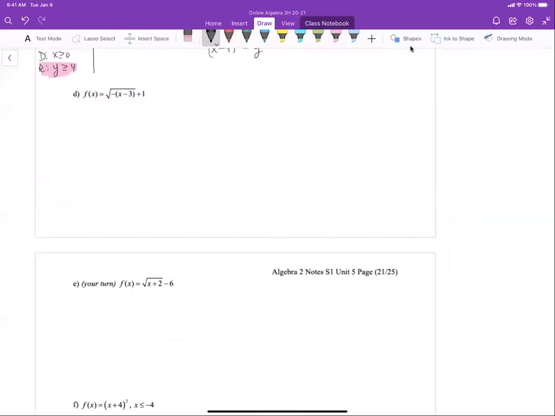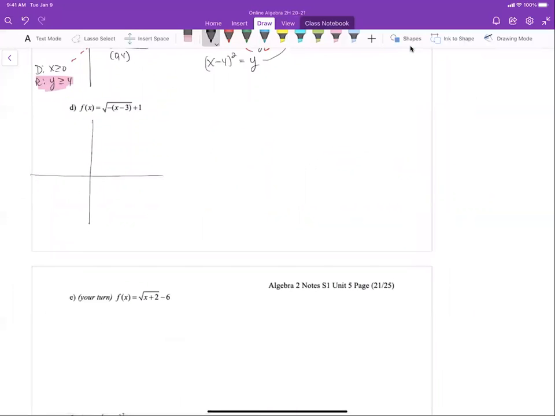All right, let's do another one. Let's graph the original graph. It's a square root function that has been shifted right 3, up 1, and reflected across the y-axis. So I have gone to the right 3, up 1, and reflected across the y-axis. So it starts at 3, 1. And the domain originally was x is less than or equal to 3. The range y is greater than or equal to 1.